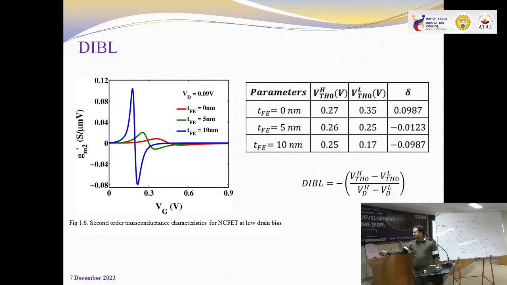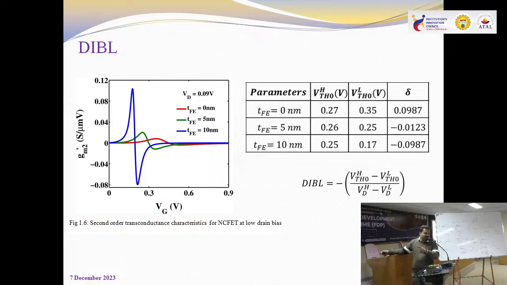Now let's calculate the DIBL parameter. It comes out to be 0.0987 in case of conventional MOSFET. It is positive, but in case of NCFET, it is negative.